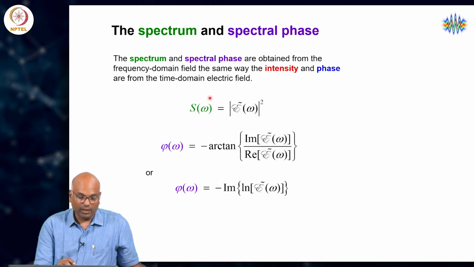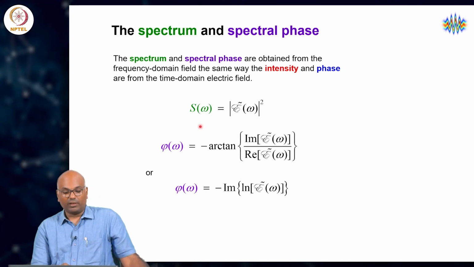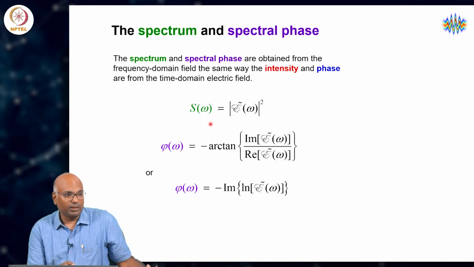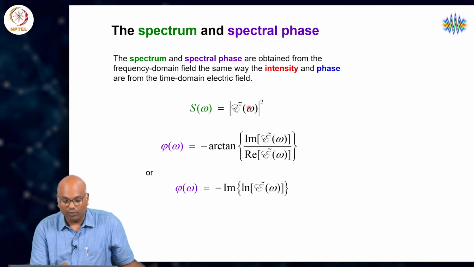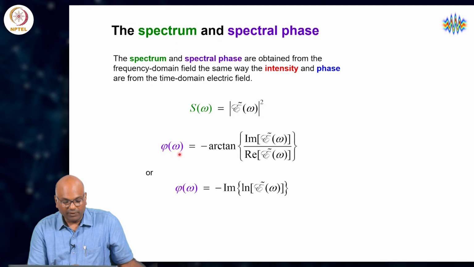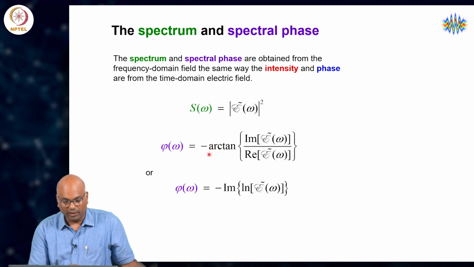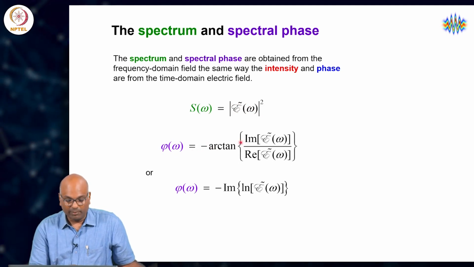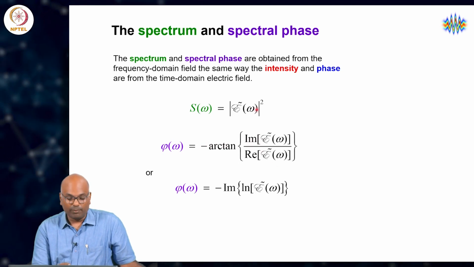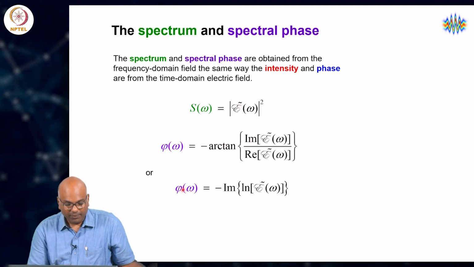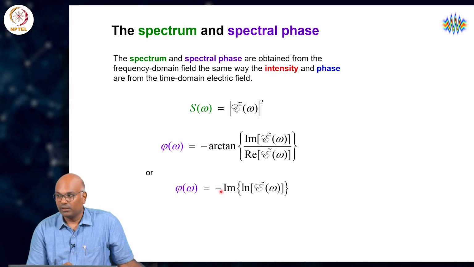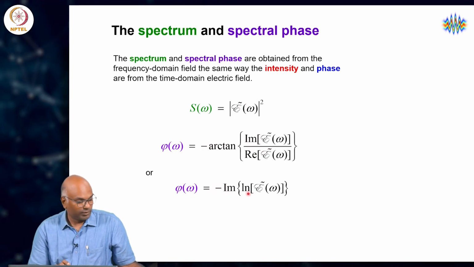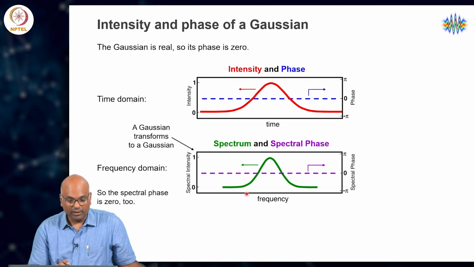So like we had in the time case, we have the spectrum or the spectral intensity. Both are synonymous. S of omega is the absolute value squared of E tilde of omega. Spectral phase is the inverse tangent, or arctan, multiplied by minus 1, of the imaginary by the real parts of this field quantity. Then phi of omega likewise can be shown to be minus the imaginary part of the log of E tilde in the frequency domain.